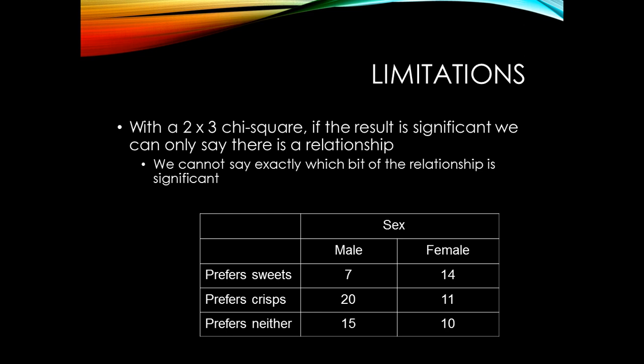If we're looking at a 2 times 3 one, what we can speculate by doing the maths is whether or not there is some sort of relationship going on, but we can't predict which direction the relationship is going in.